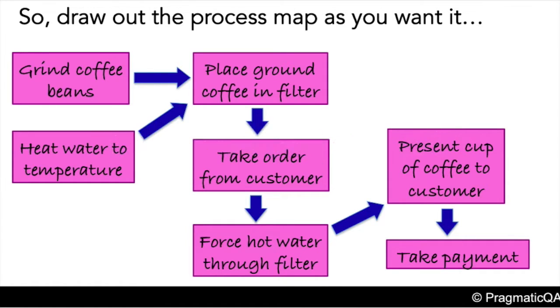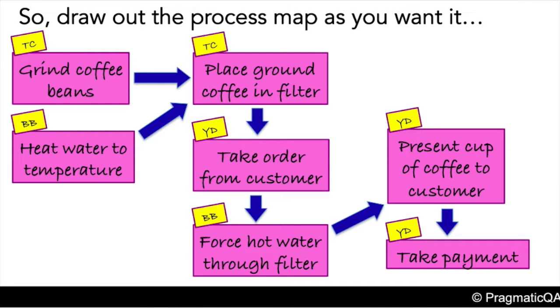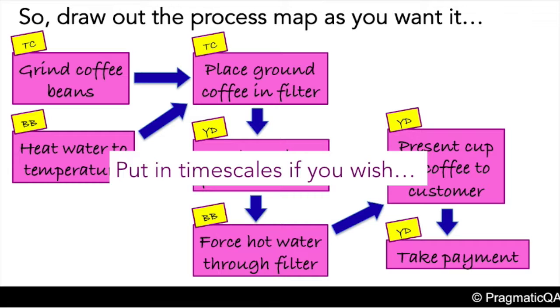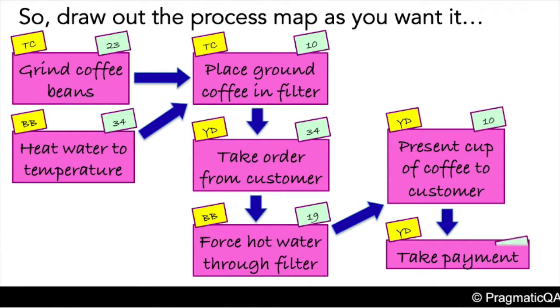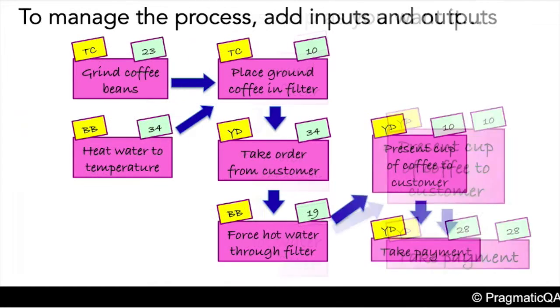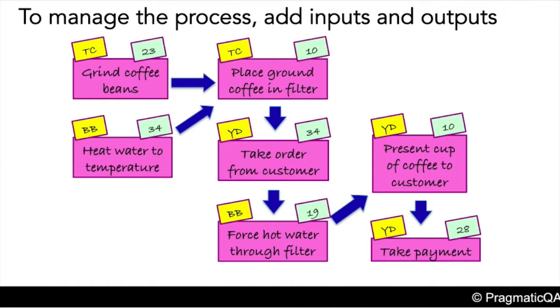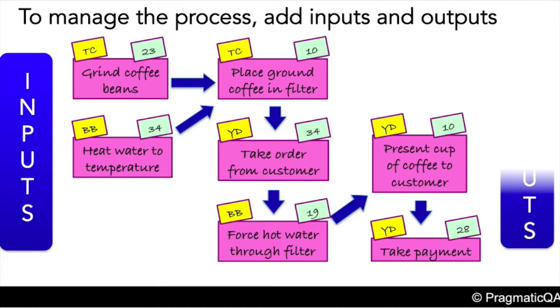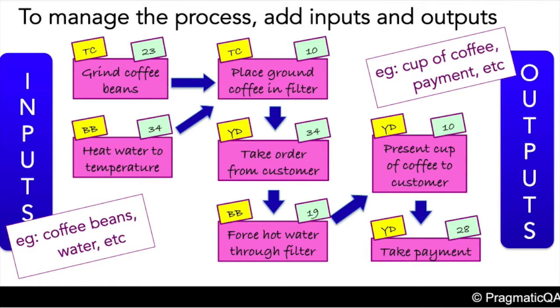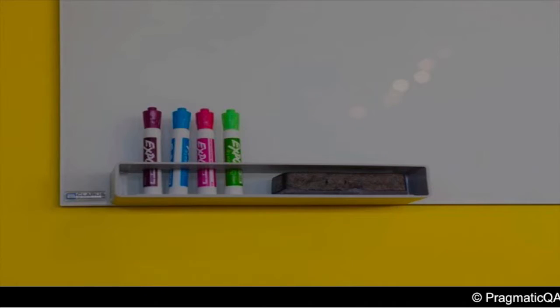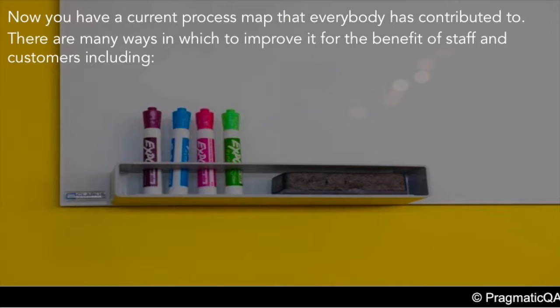And we can put assignments, that's people's names if we wish. And we can put in timescales. This time it's in seconds. Let's add inputs and outputs to complete the job. For instance, coffee beans and water would go in, and out would come a cup of coffee and payment and other things. Now we've got a current process map that everybody's contributed to.